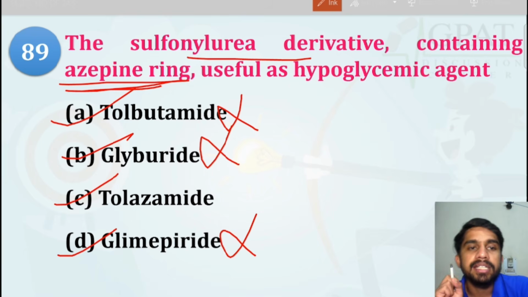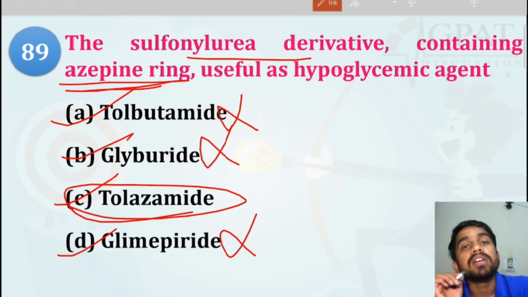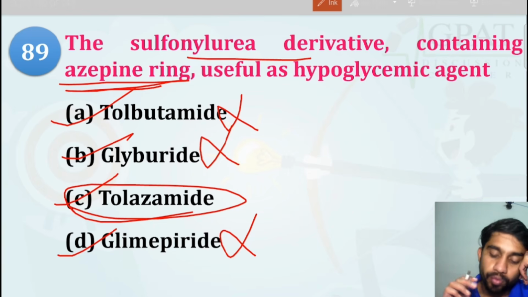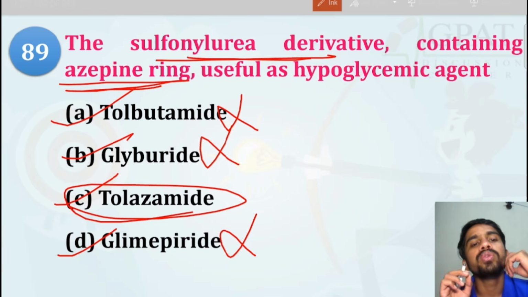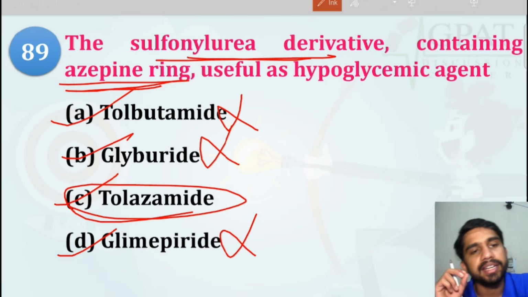The azepine ring system is present in tolazamide. So the right answer for this question will be tolazamide, because it contains the azepine ring. And what is the mechanism of action of sulfonyl urea? Sulfonyl urea stimulates insulin release because it closes the ATP sensitive potassium ion channel in pancreatic beta cells.